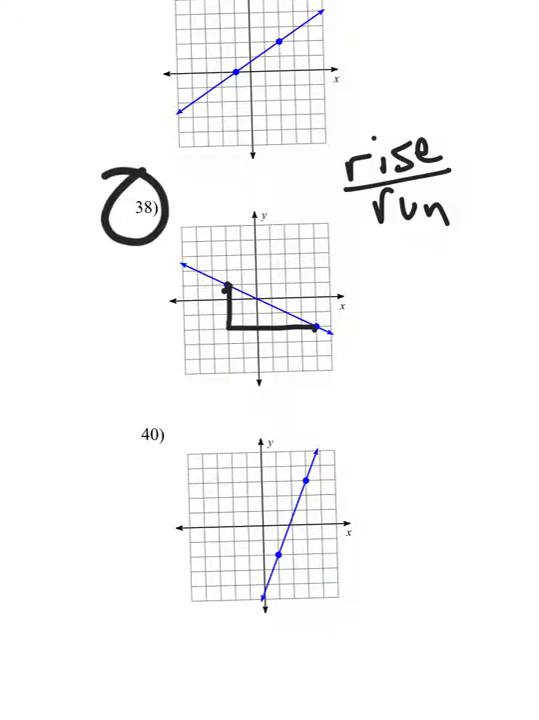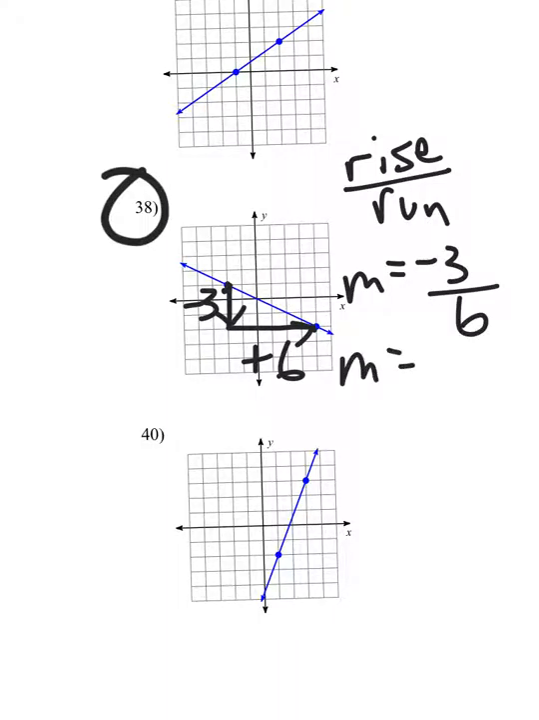Now, if you notice, how many did I rise? I went down here. And if you just count, I went down 3, so my rise is negative 3. How many did I run? Run would be going to the right, which is positive. So it's 1, 2, 3, 4, 5, 6. So it's positive 6. So if I write my slope, which is m, as rise over run, remember we use m for slope in mx plus b, so let's get in the habit of doing that. It'd be negative 3 over 6, and you always want to make sure you reduce if you can. In this case, we can reduce that to negative 1/2.